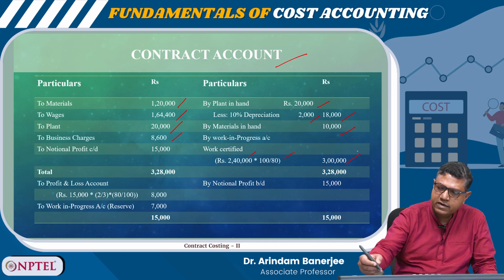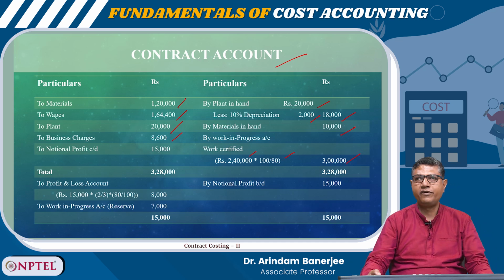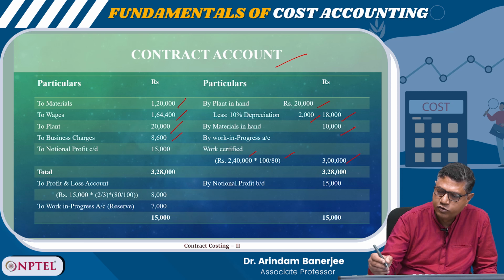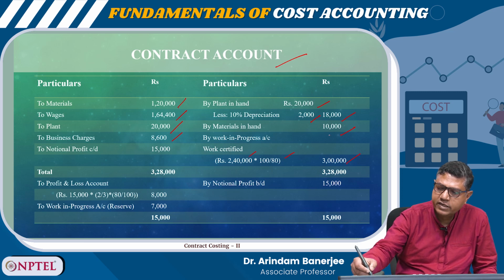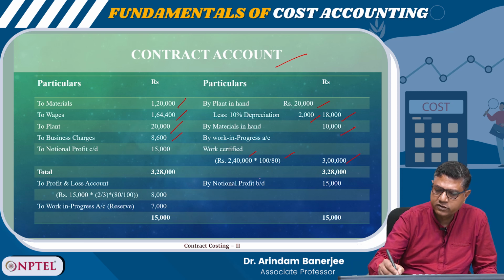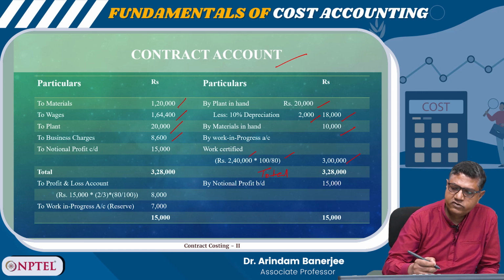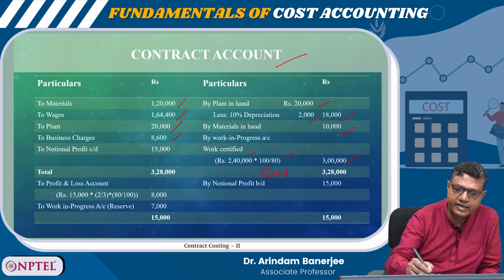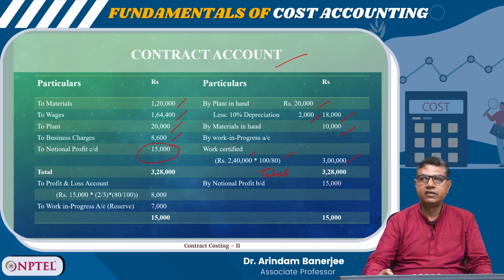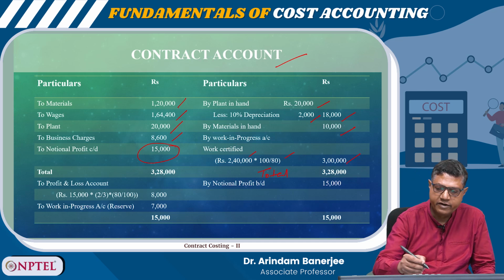Now, if I add the left hand side, the total is coming 18,000 plus 10,000 plus 3 lakhs. So, total is coming 3,28,000. So, this 3,28,000, if I calculate the balancing figure, that is my notional profit. This notional profit is coming 15,000 here, right, first.